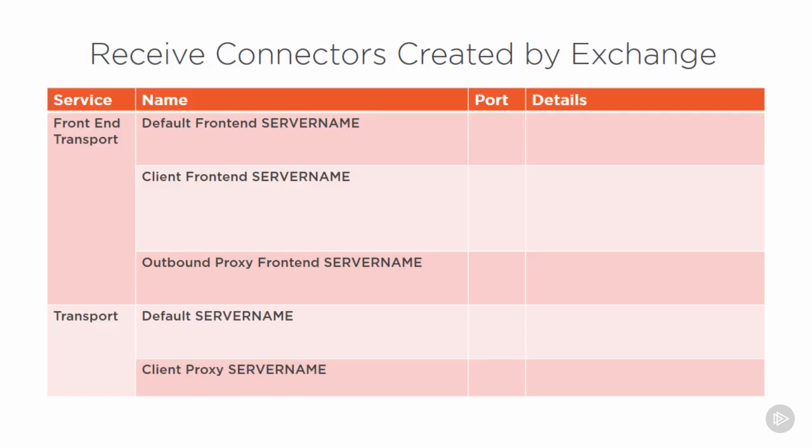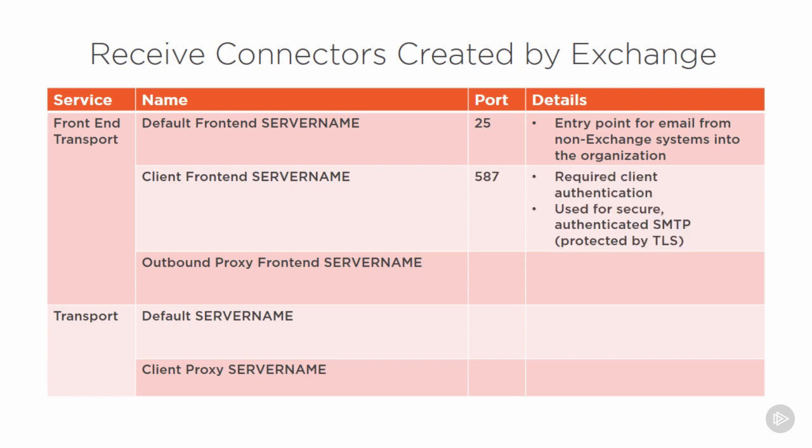3 of the connectors are bound to the front-end transport service, and 2 of them are bound to the transport service. The default front-end server name connector, and server name here is just a placeholder. By default, these will be named with the actual server name. So default front-end listens on port 25, that's TCP 25, so that's your standard SMTP port. And it's the entry point for email from non-Exchange systems into the organization.